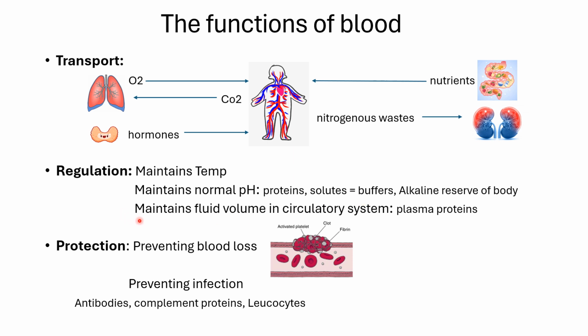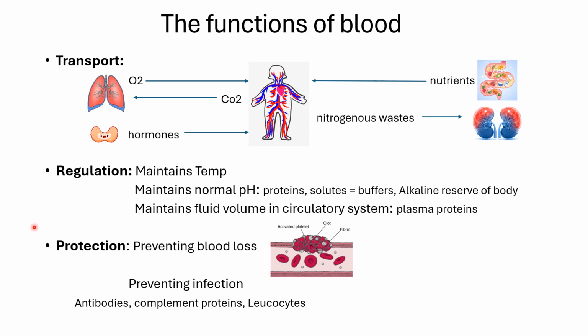Then blood also maintains the fluid volume in the circulatory system. And how does it do it? It contains many plasma proteins. Those plasma proteins, in a way, attract and keep the fluid inside the vessels. When plasma proteins are present inside the vessel, the fluid or the aqueous part of the blood stays inside the vessels and does not seep into the tissues.